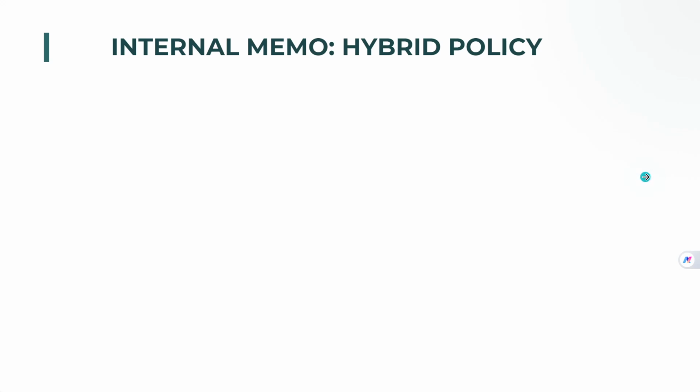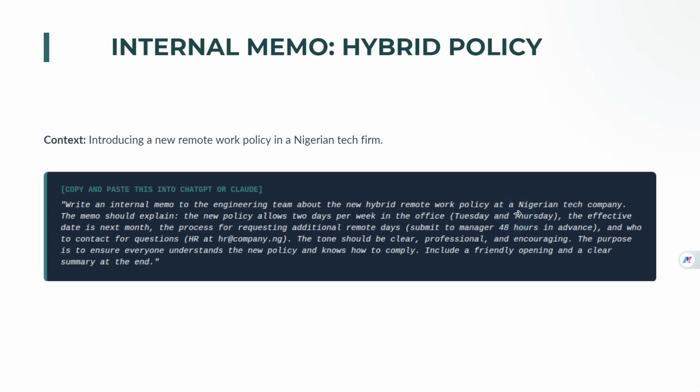So moving on, let's look at an internal memo. The same principle applies to a business memo. The context here is introducing a new remote work policy in a Nigerian tech firm. So this is the prompt. Write an internal memo to the engineering team about the new hybrid remote work policy of a Nigerian tech company. The memo should explain the new policy allows 2 days per week in the office, Tuesday and Thursday. The effective date is next month. The process for requesting additional remote days.